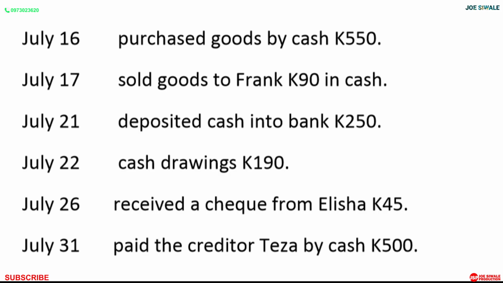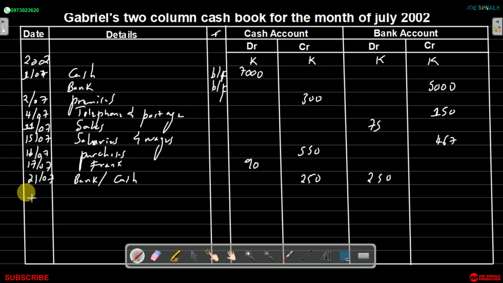Then on the 22nd of July, cash drawings amounting to 190 kwacha. Drawings, you know, is taking money out of the business for personal use. And since money is taken for personal use, that means that money is going out of the business, and that type of transaction must be recorded on the credit side. So we're going to record it on the credit side of the cash account. So we have 22nd of July, we're going to say drawings, and we're going to credit that amount, which is 190.